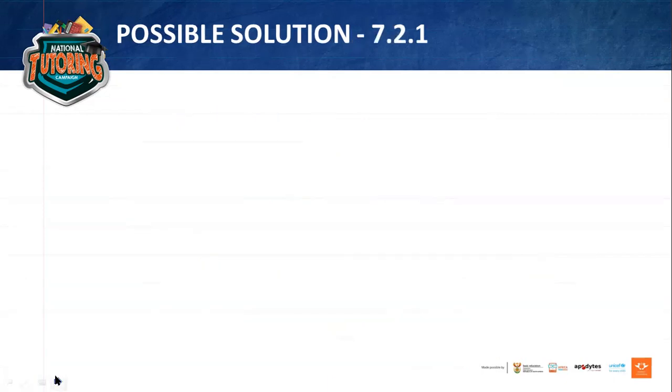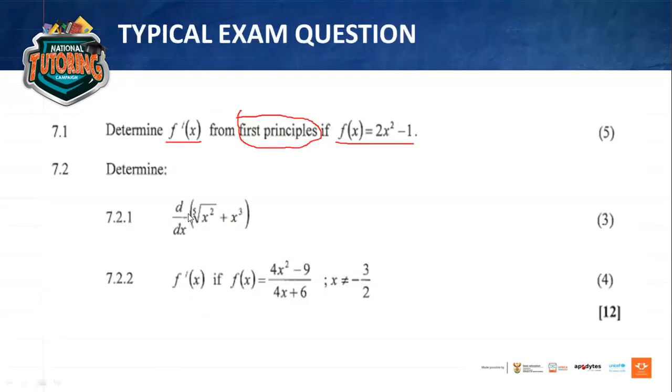All right, so now 7.2.1. Let me just remind you, what did they ask of us? There it is. They say find the derivative of this with respect to x. The first thing we are going to do when we find this derivative is to start by removing the surd. We don't want this surd, so we can use the rules of differentiation. Now let's see how we are going to work it out.